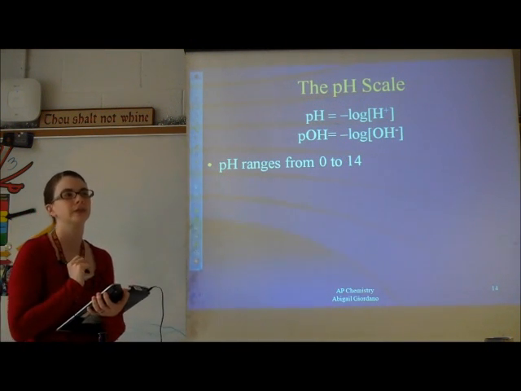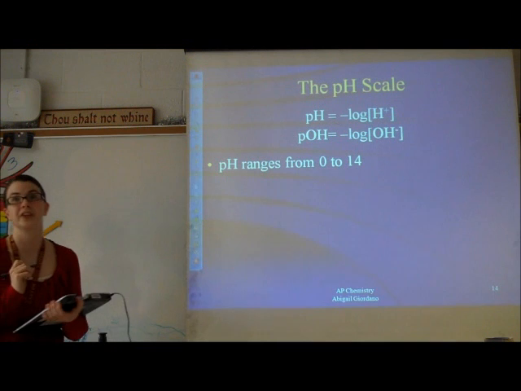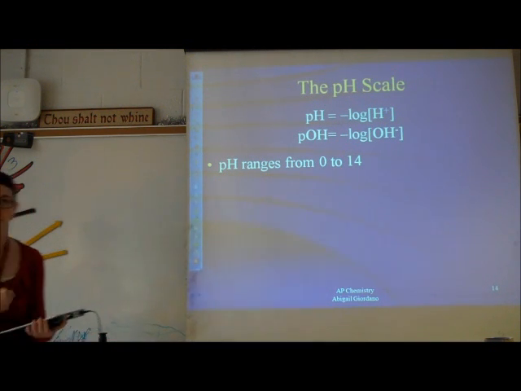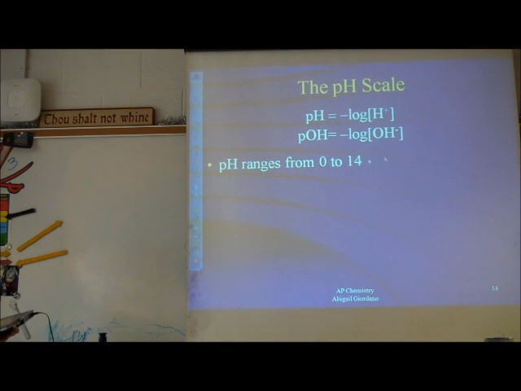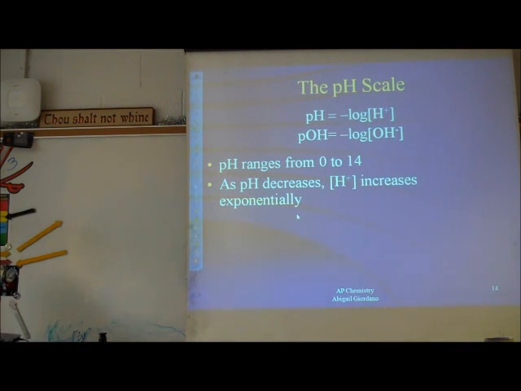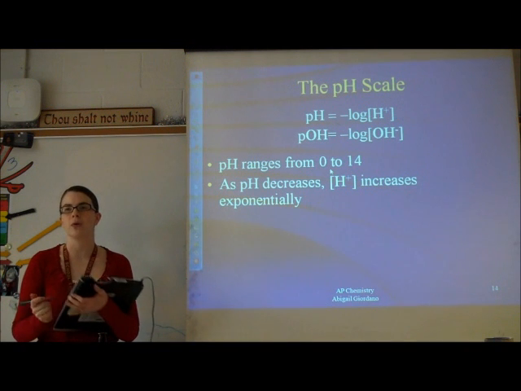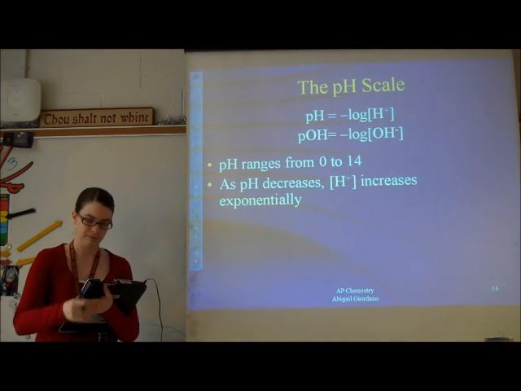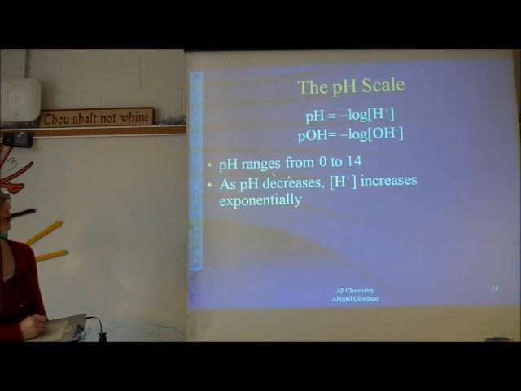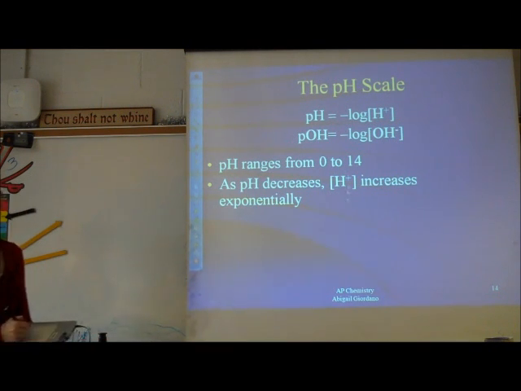Now, I'm sure you all remember your pH ranges from 0 to 14. However, we're going to see in just a minute that there is such a thing as a negative pH, and there is such a thing as a pH above 14. It's just that most acids and bases fall in that range. This statement should make sense to you. As the pH decreases, getting closer to 0, are we getting more acidic or more basic? More acidic. As pH decreases, that means more acidic, and hydrogen ion concentration is increasing, not linearly, but exponentially.